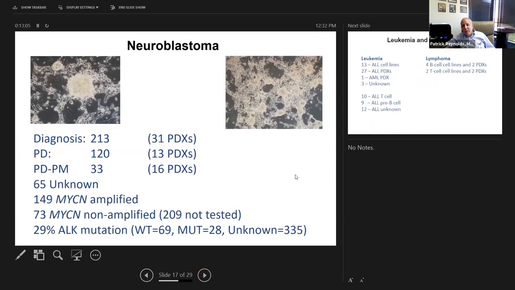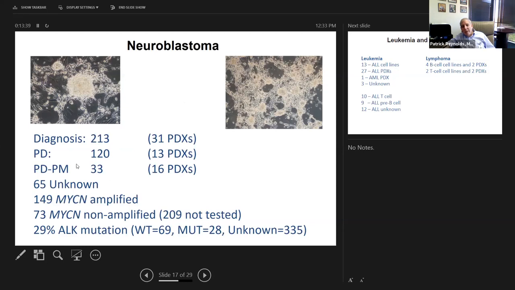Just to show you some of the spectrum of what is going on in the neuroblastomas, this shows you what they look like, of course, in culture. We have 213 of these that we know came from diagnosis, cell lines. 31 of those are PDXs. We have 120 cell lines from patient-derived cell lines from progressive disease. 13 are PDXs from those patients. And then from postmortem, we've got 33 cell lines, 16 PDXs. 65 of those have gotten samples. We really don't know what the phase of therapy was.